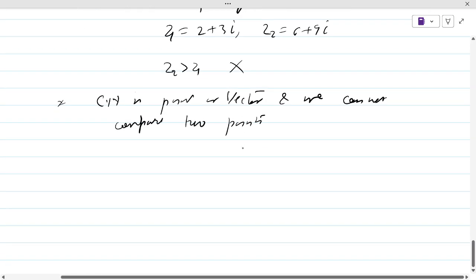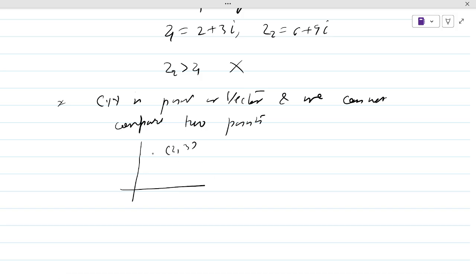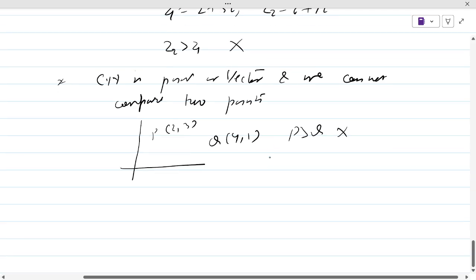What I mean to say is, let's say there is a point P here, (2, 3), and point Q is (4, 1). So we can't compare the points. We can't say that P is greater than Q. This is wrong. We can't compare the points.